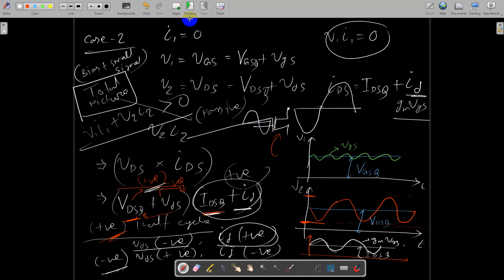Okay, let's move forward. Now the real question appears. Everyone will question me, and someone will also comment on me in LinkedIn. Why then do we call the MOSFET an active device? Why? So let's see case 3.